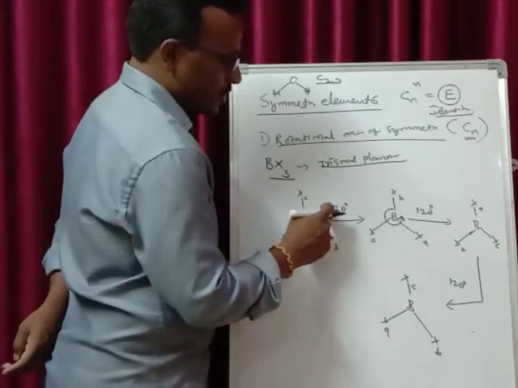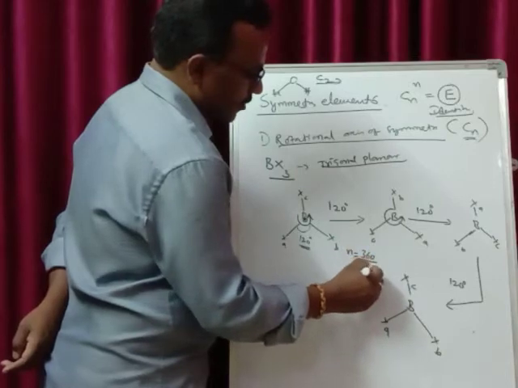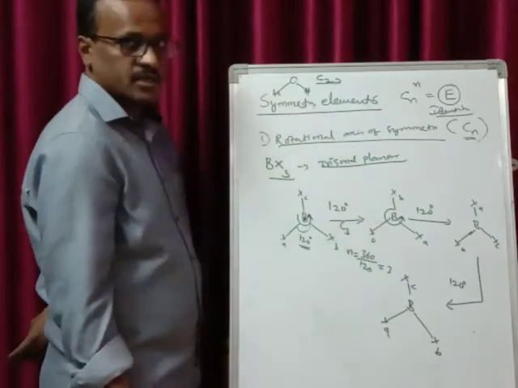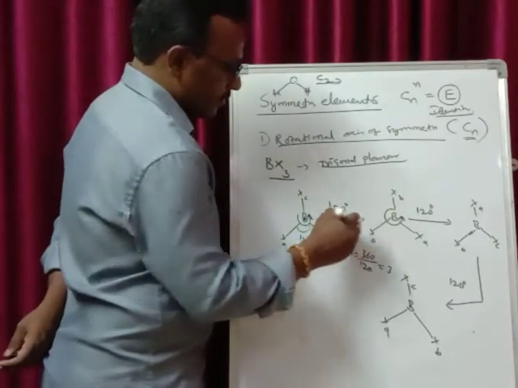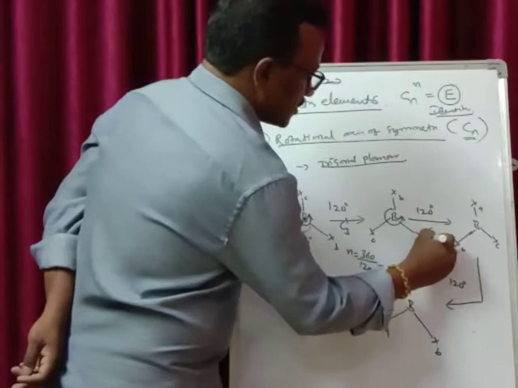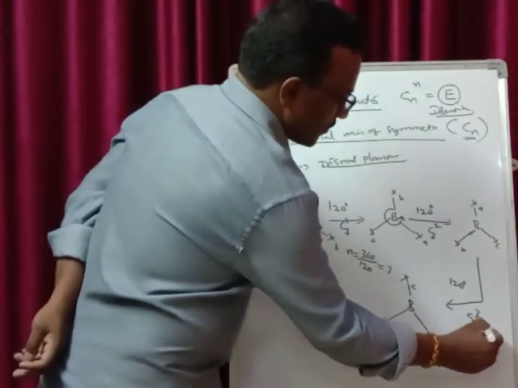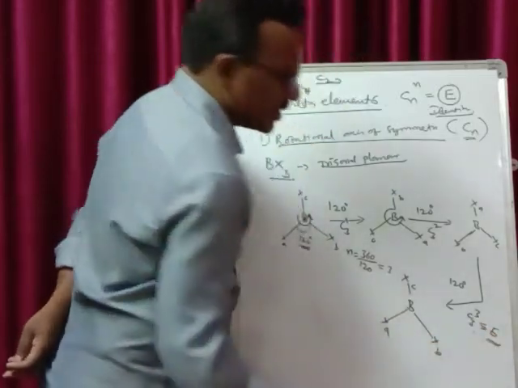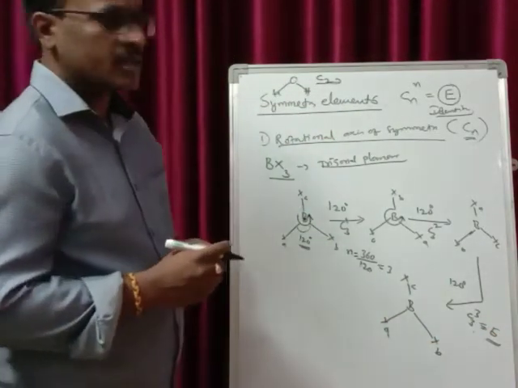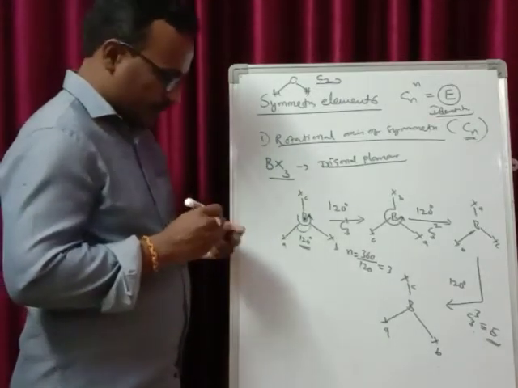Now here the angle of rotation is 120. Therefore n is equal to 360 by 120, that is equal to 3. Therefore we say that it has a C3 rotational axis of symmetry. When you do it for the first time, it is called C3 raised to 1. When it is done the second time, it is called C3 squared. And the third time it is called C3 cubed, which will always give you what? E, that is identity. So this BX3 molecule has a C3 rotational axis of symmetry.